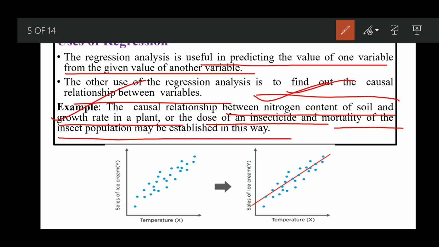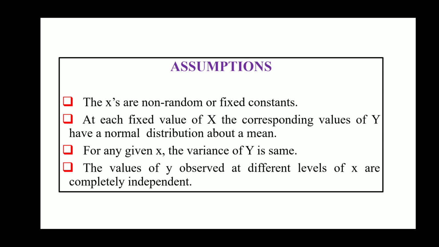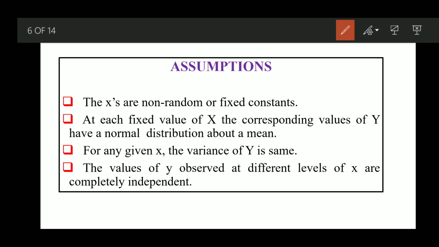Using regression you'll be able to find such causal relationships between variables. These are two very important uses of regression. So now, what are the basic assumptions? If your data is not supporting these four assumptions, then we cannot go for regression at all. So what are those assumptions that we need to know? First is that x, your independent variable, is non-random, or a fixed constant. The x is not at all random; the independent variables are fixed constants.